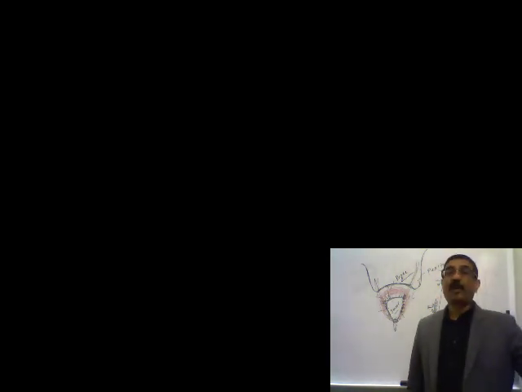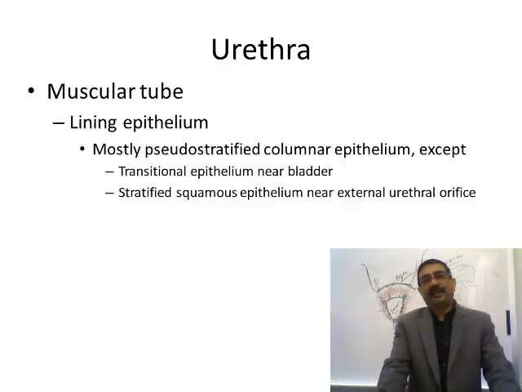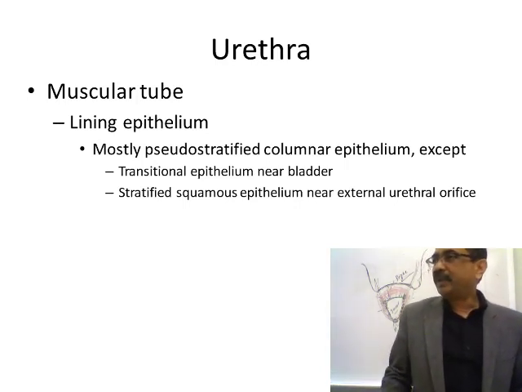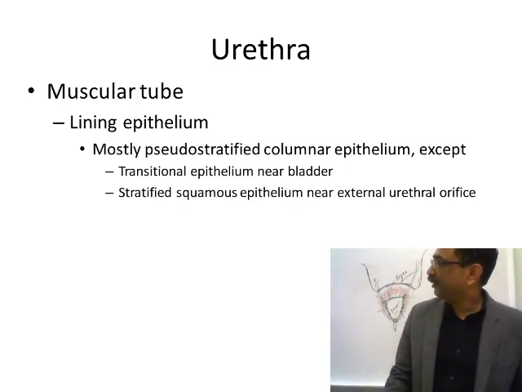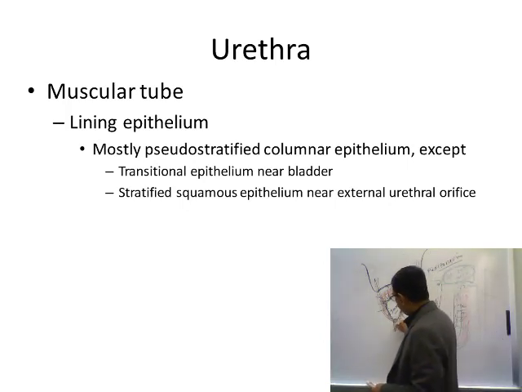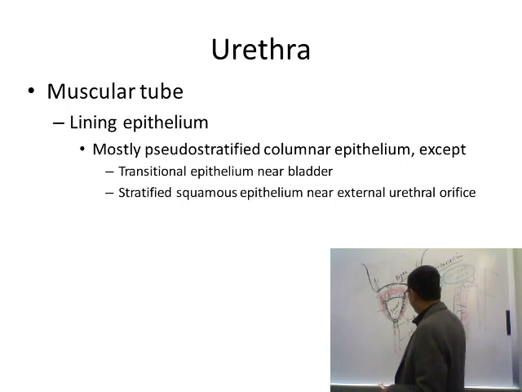Urethra, the last part of the urinary system, and only this part is different in male and female. Male urethra is much longer than the female urethra. Female urethra is 3 to 4 centimeter, and male urethra is very long, 15 to 20 centimeter. Okay, so female urethra is short, male urethra is much longer.